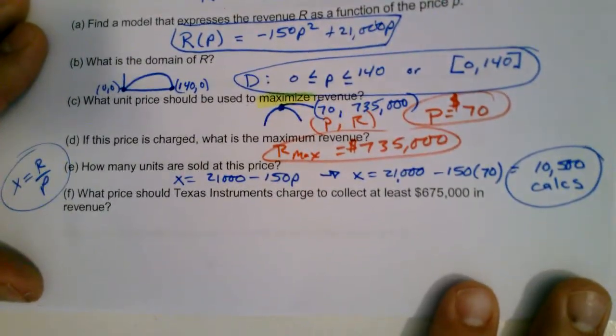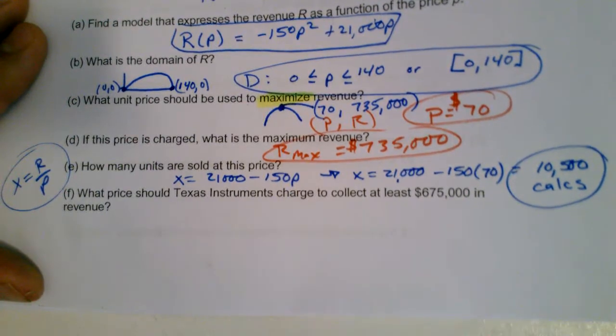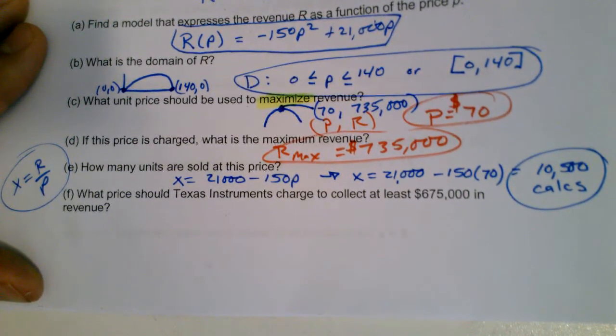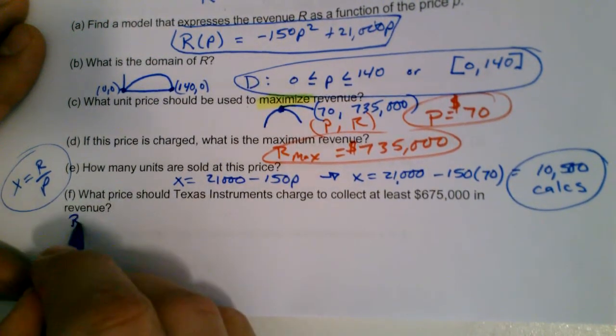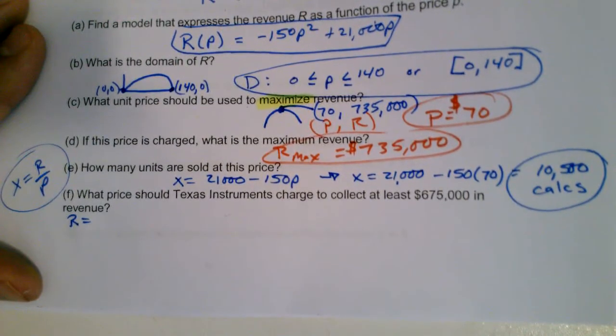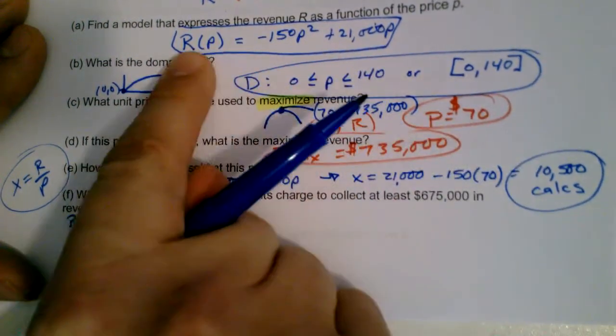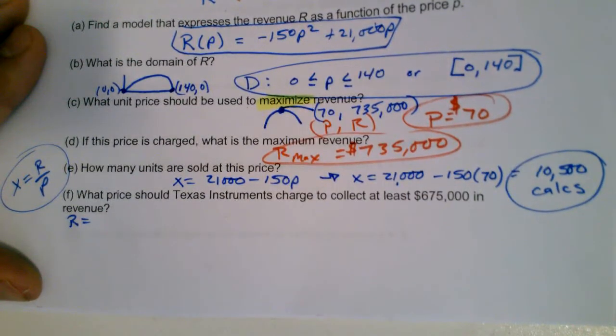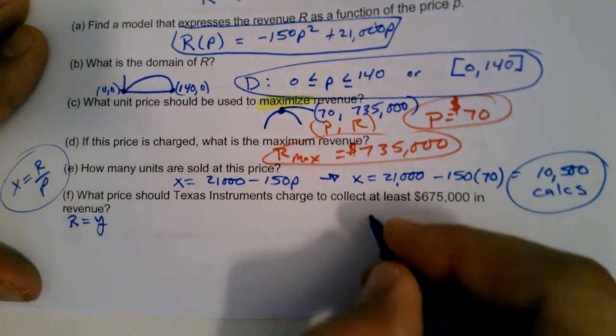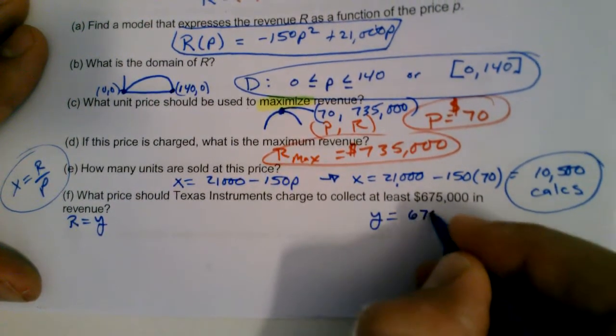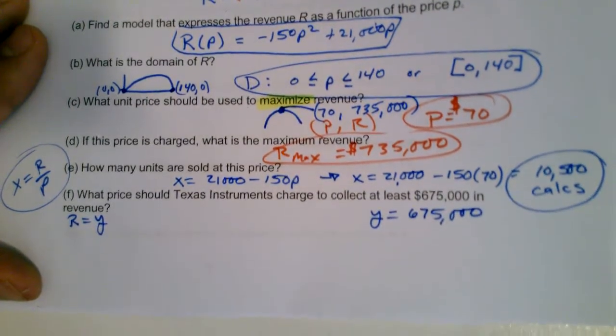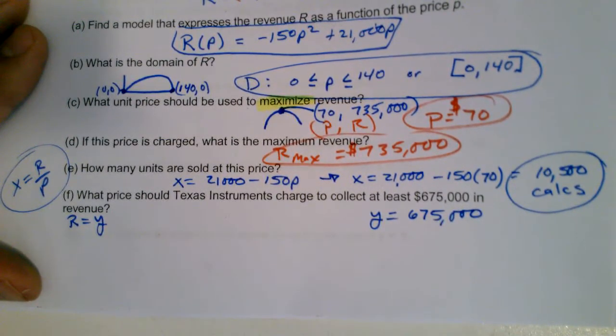Says here, what price should Texas Instrument charge to collect at least $675,000 in revenue? Okay. Now revenue, that's R, right? For our equation, is that X or Y? We're talking about revenue. Look up here. Is that X or Y for R? Y. That's Y. So in our graph, if we can graph Y is 675,000, then we should have an idea of what price to charge.